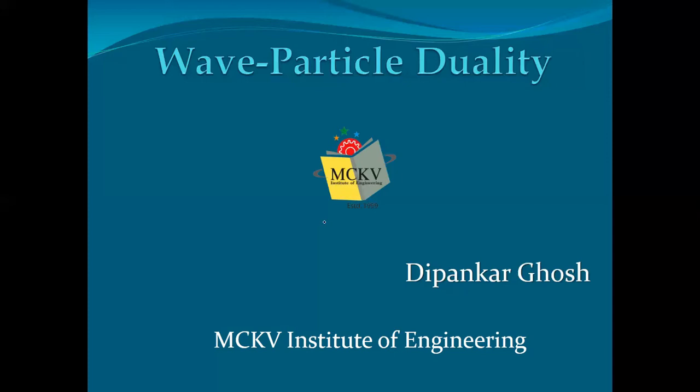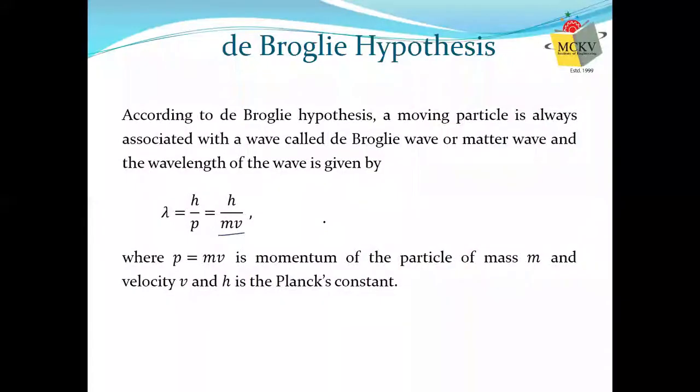Then Louis de Broglie thought, is it possible that a particle like an electron may show its wave nature? And the de Broglie hypothesis was established. According to the de Broglie hypothesis, whenever a particle is in motion, a wave called a de Broglie wave or matter wave or pilot wave is associated with that particle.